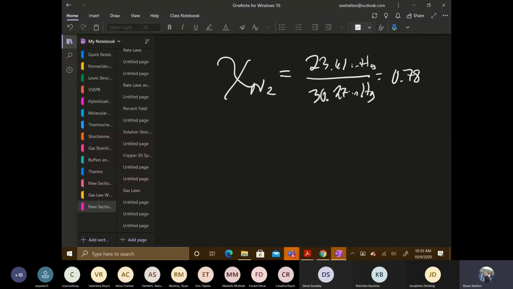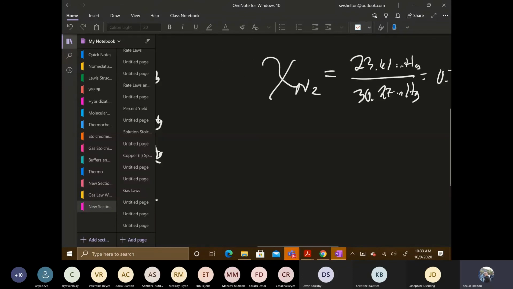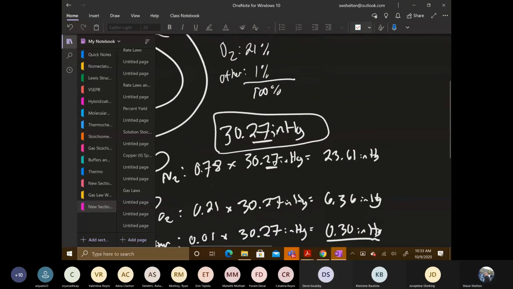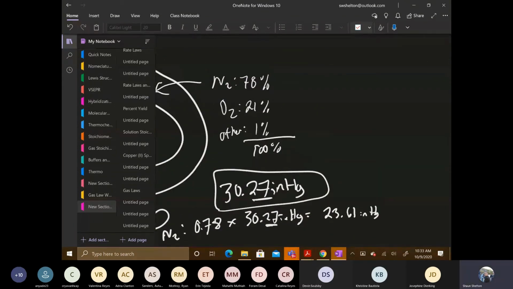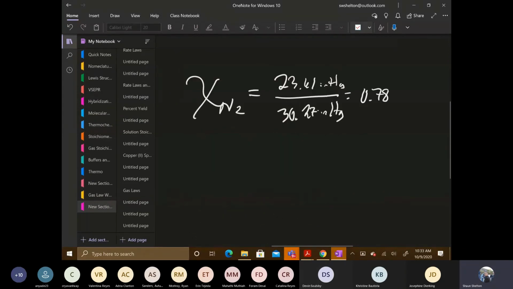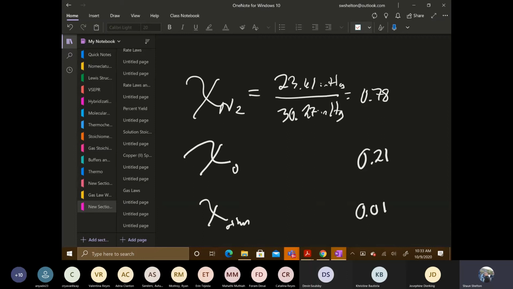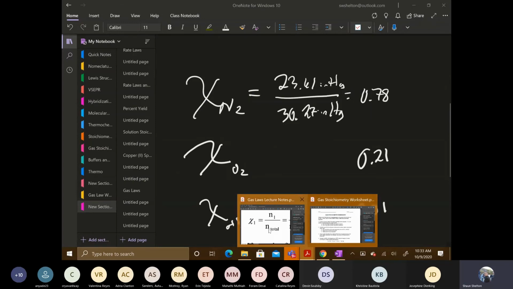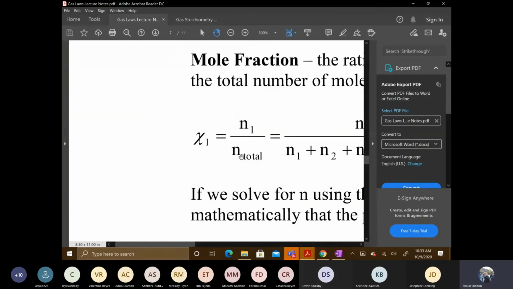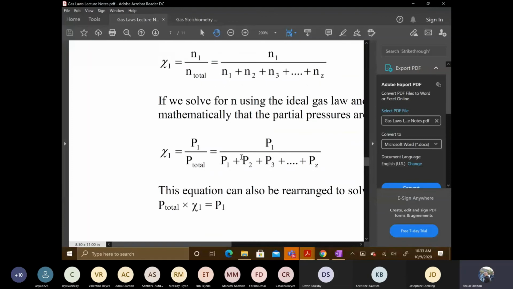And so I end up with 0.78 for my fraction. And that's what it should be because nitrogen is 78% of the atmosphere. So it's going to have a mole fraction of 0.78. And so oxygen gas would be 0.21, and then the other gases would be 0.01. All right, so that's mole fraction. It's very simple to follow. Hopefully that makes sense.